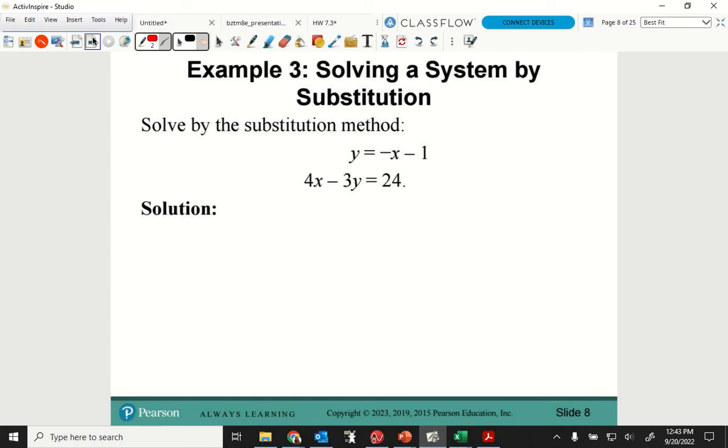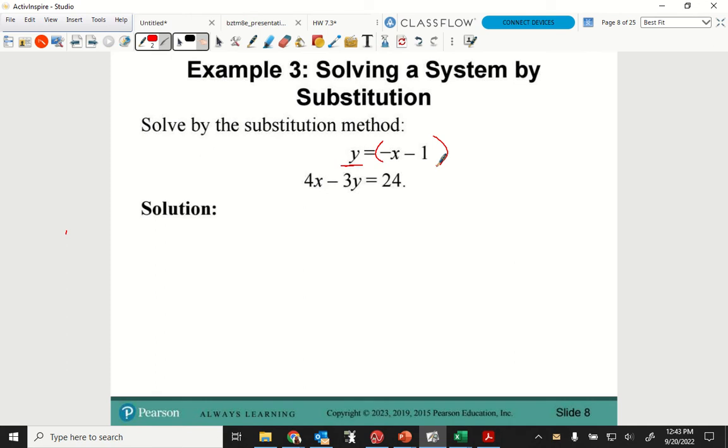Okay, so right here, we're going to do this, and it's already set up for us. So this one right here says y equals. That's usually a key indicator that I'm going to use substitution. I have one of my variables already by itself. So y is negative x minus 1, isn't it? Yes. So I'm going to replace y in my other problem with negative x minus 1.